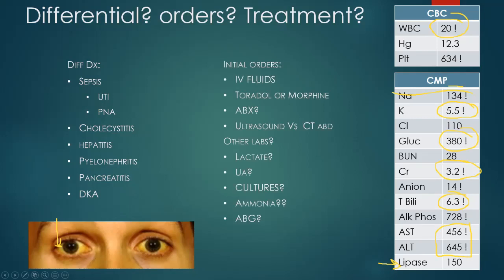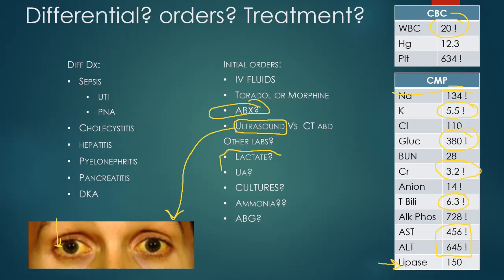So I'm going to order some initial fluids. I'm going to order some pain medicines, plus or minus antibiotics, right? We need to order those sooner rather than later. And I got to decide whether I'm going to order an ultrasound versus a CT scan. And for me, I'm going to order this ultrasound to start with because of the fact that he's jaundiced and he's got the fever and he's got the right upper quadrant pain. To me, this is going to sound more like a biliary problem.